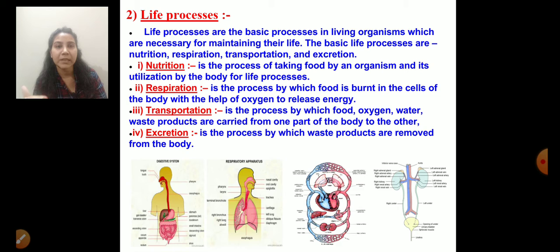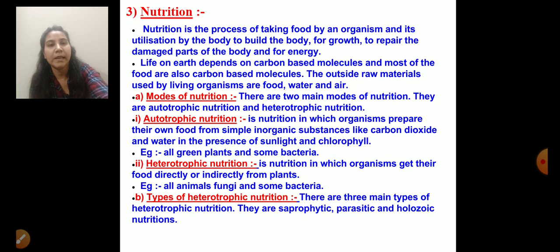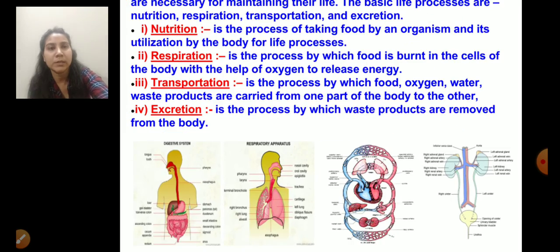Excretion is the process by which our waste products are removed from the body in the form of human excreta or urination or urine. Okay, so move forward. Here are some examples, some pictures I have shown.